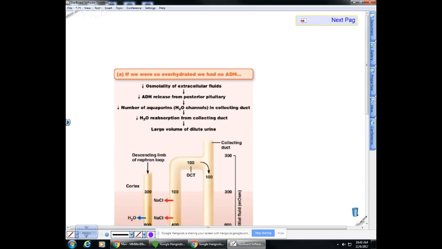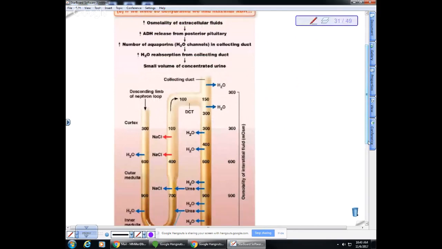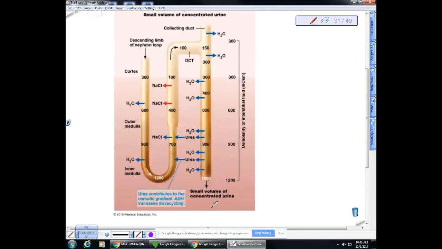So if we look at an example here, this is when ADH is released. The osmolality of the extracellular fluids increases, ADH is released, and then the aquaporins get put into the duct walls, and it draws the water out so that the resulting urine that goes into the renal pelvis and then out to the bladder is really concentrated. So you can see here the concentration is 1200, versus being really dilute.